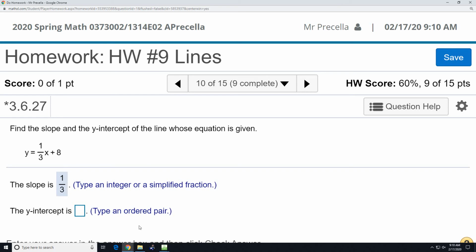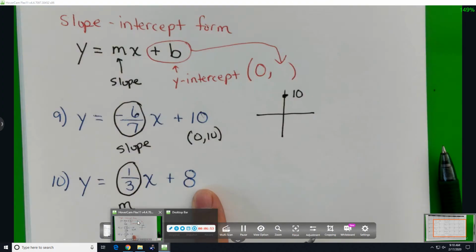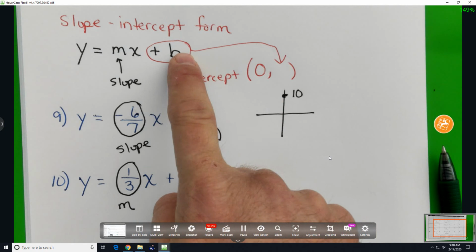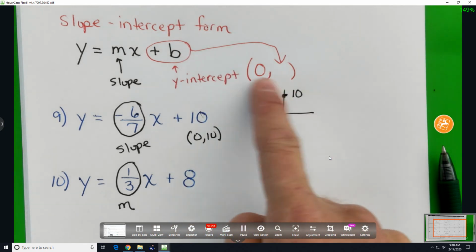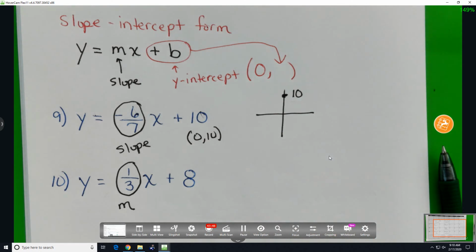Flip it back over so they can see my writing. Okay. Right here, I stuck this on there. This b is the y-intercept, so you write the ordered pair 0, comma. So what's that y-intercept going to be? 0, 8. There, go ahead and type it in.